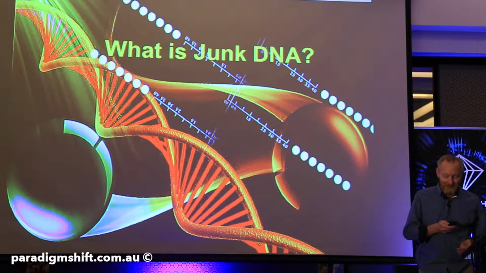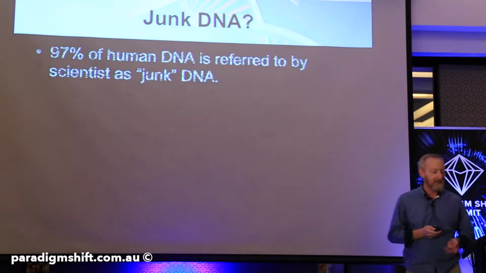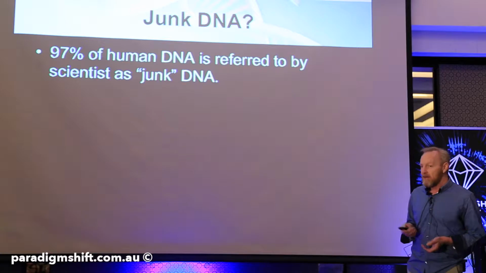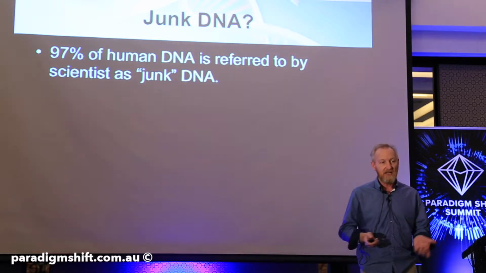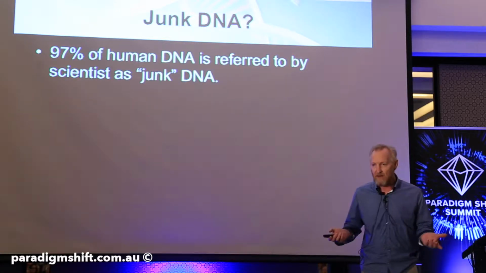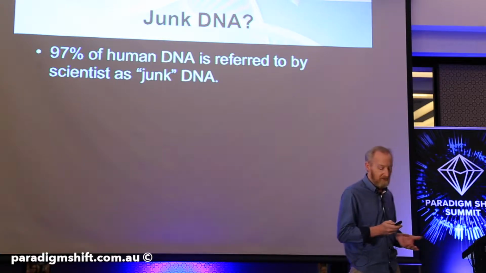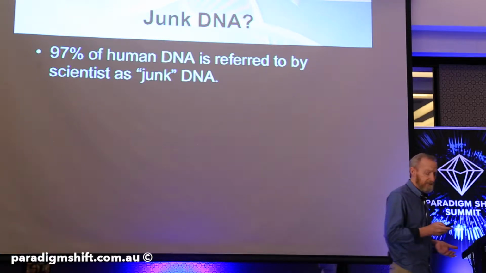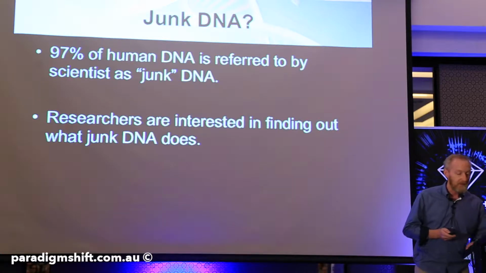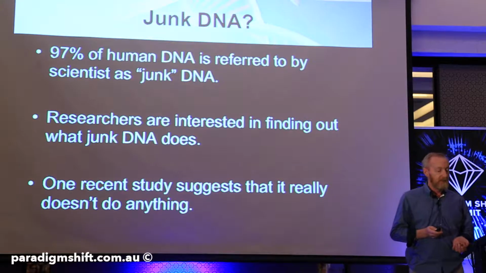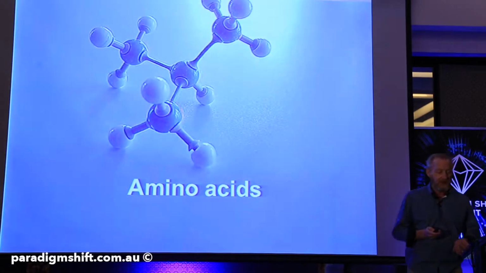So junk DNA. Scientists talk about junk DNA. What is junk DNA? They say that 97% of your DNA is junk DNA. That's because they can't figure out what it does. And they've been testing this stuff since the 80s. They still don't know what it is, so they call it junk DNA. So as I said, they don't know what it does.